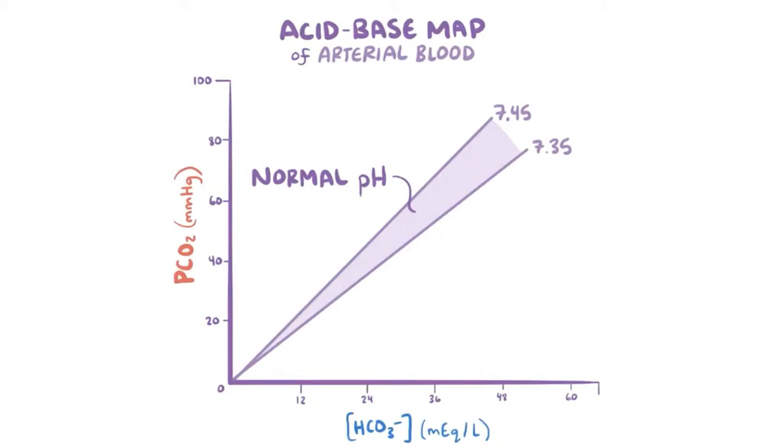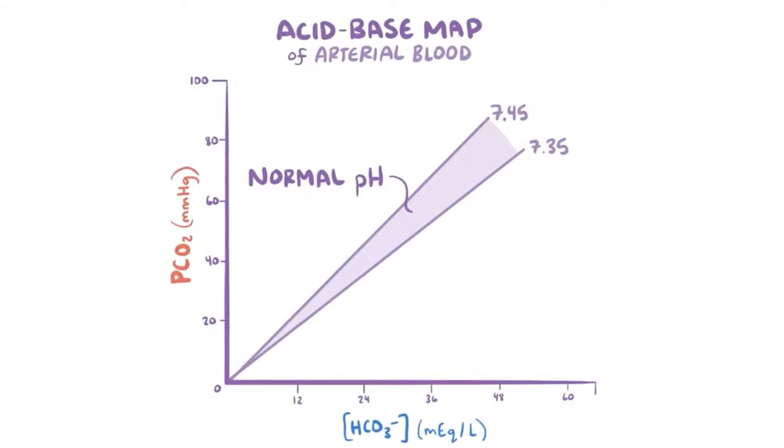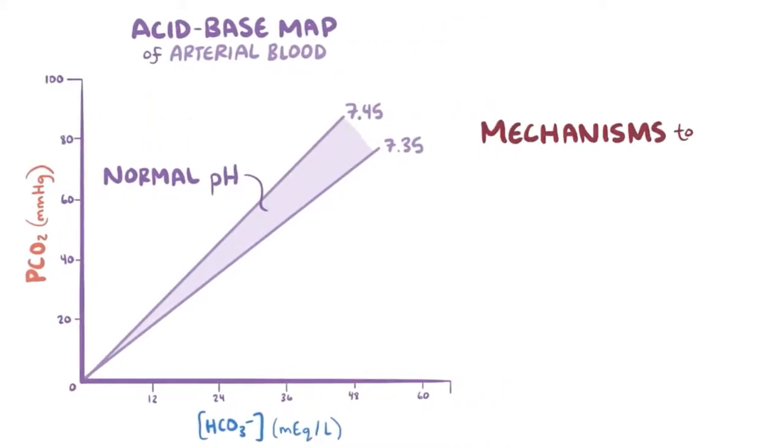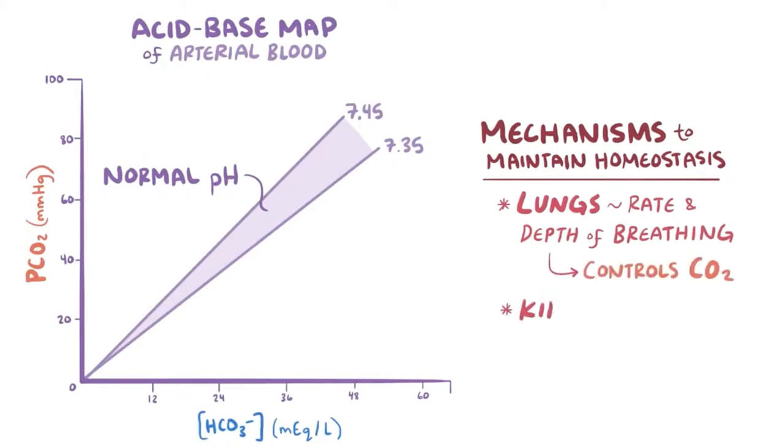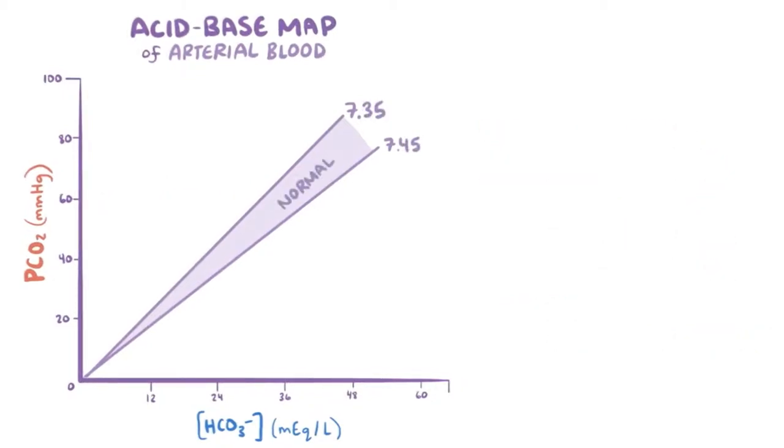Now, because it's so important for the body to stay between these lines, it's designed several mechanisms to maintain homeostasis, or balance. One mechanism involves the lungs, specifically the rate and depth of breathing, which controls the amount of carbon dioxide that's breathed out. The other mechanism involves the kidneys, which can carefully control the amount of bicarbonate that's excreted. Now, sometimes these regulatory processes get disturbed.